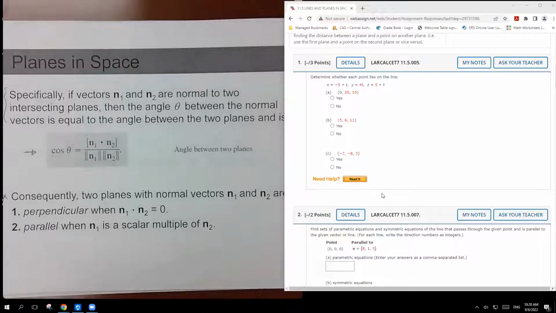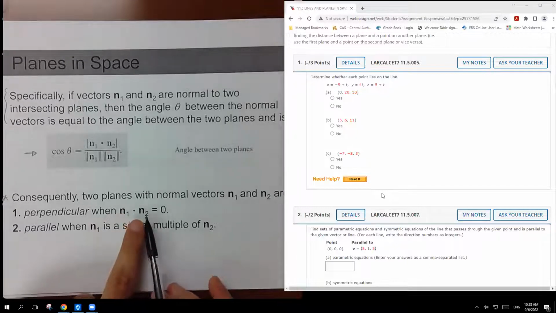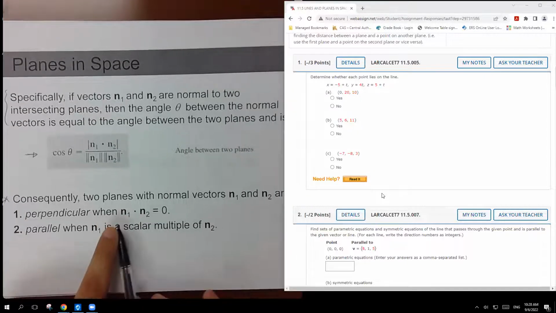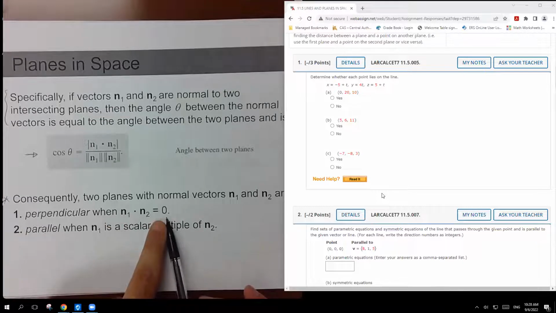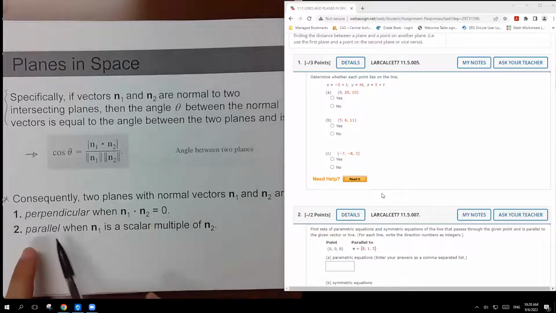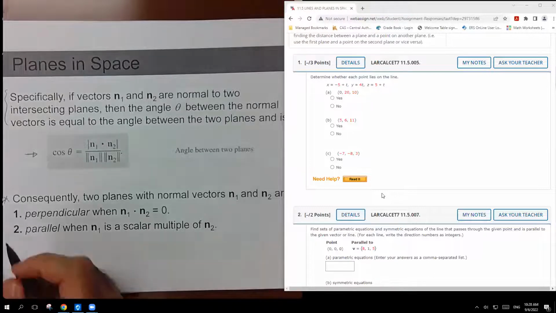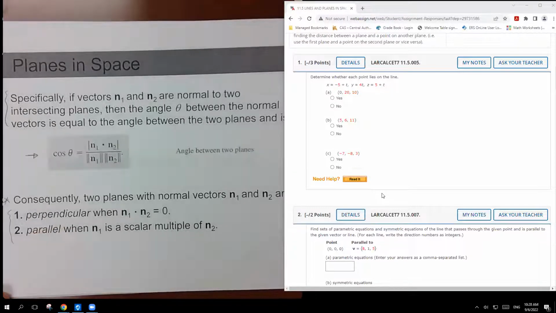So instead of checking whether these two planes are orthogonal, perpendicular, or parallel, just get the normal vector from the first plane and the normal vector from the second plane. If the dot product equals 0, it's going to be orthogonal or perpendicular. If it's a scalar multiple, it's going to be parallel. These two notes are really important because we're going to use them when we're doing the examples.